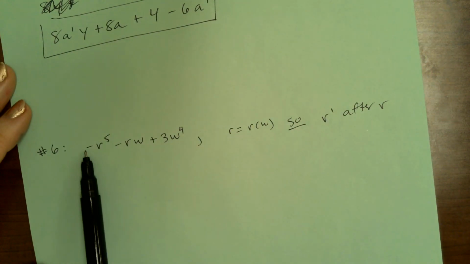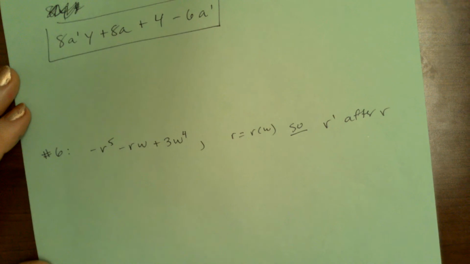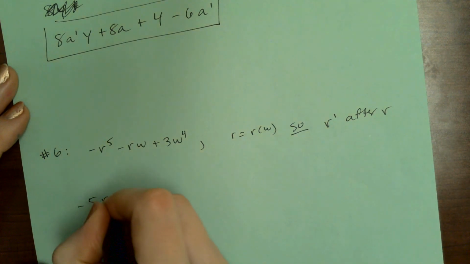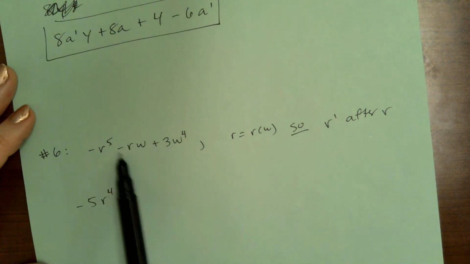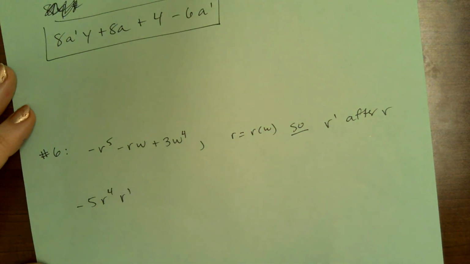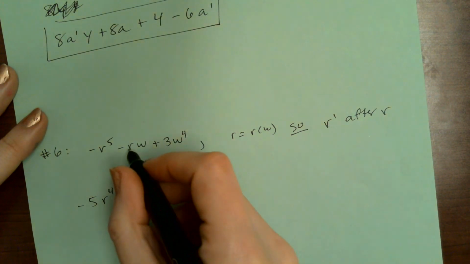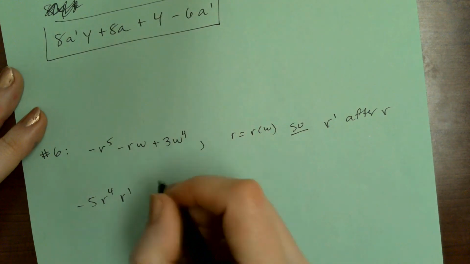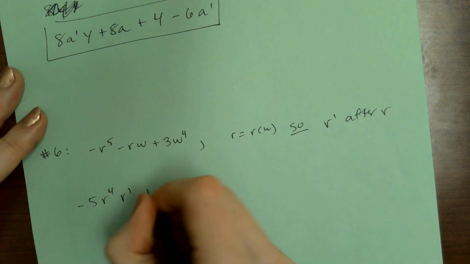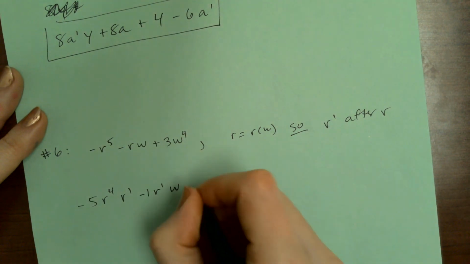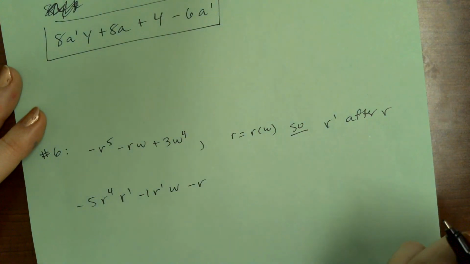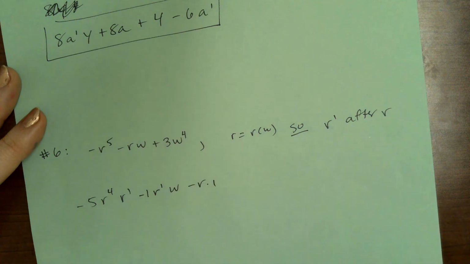So the derivative of negative R to the 5th is negative 5, R to the 4th, R prime. Then the derivative of this term is going to require product rule. So the derivative of negative R is negative 1 R prime, bring down the W. Bring down the minus R. And then the derivative of W is just 1.